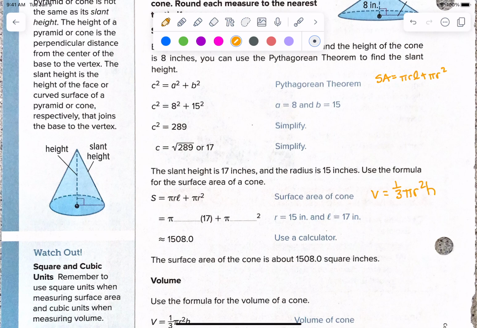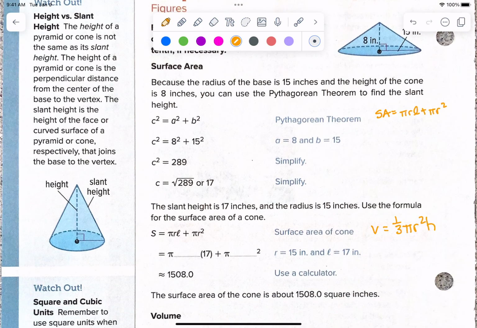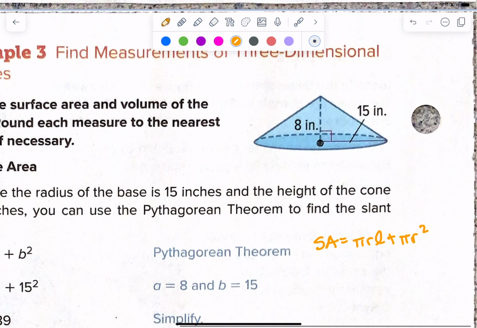We are doing surface area and volume, example 3. So there's the volume formula. We're going to do both of these. All right. Now, here's the deal. This is my figure. Let's write out what we know and then figure out what we need to know yet.